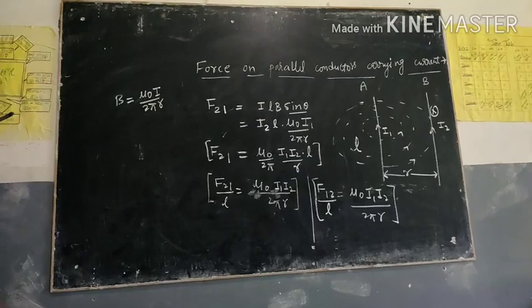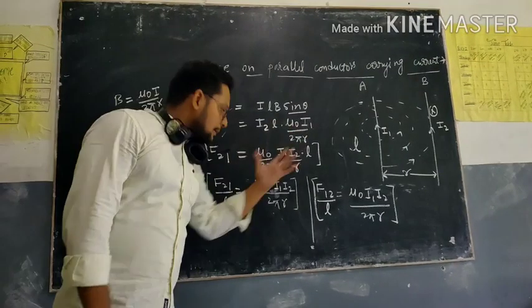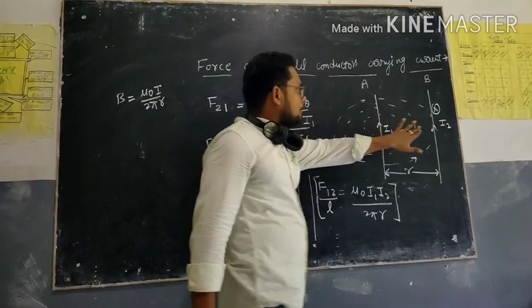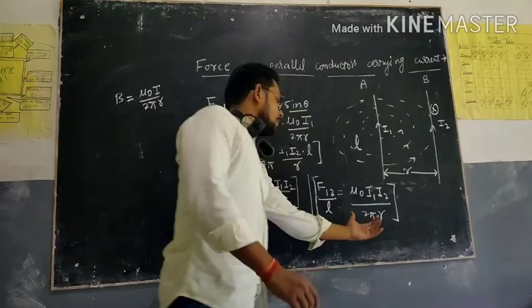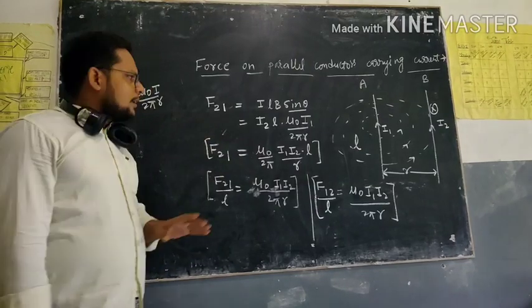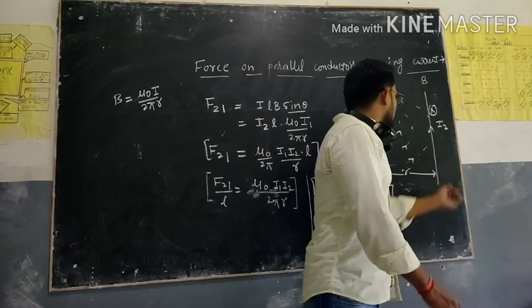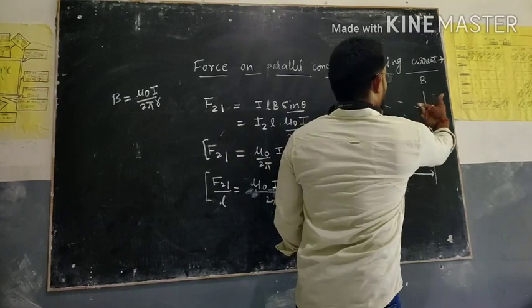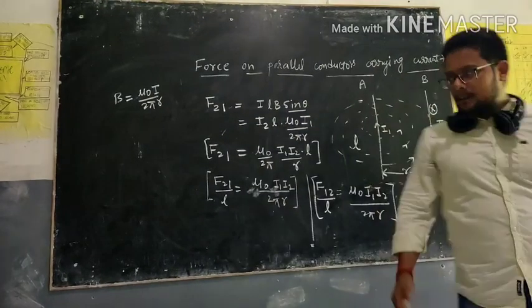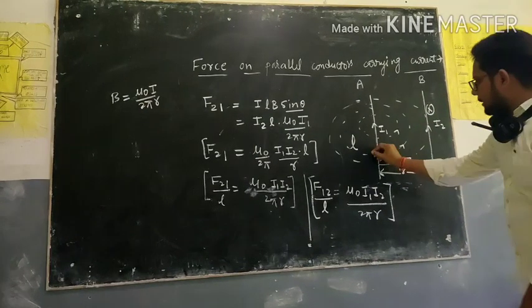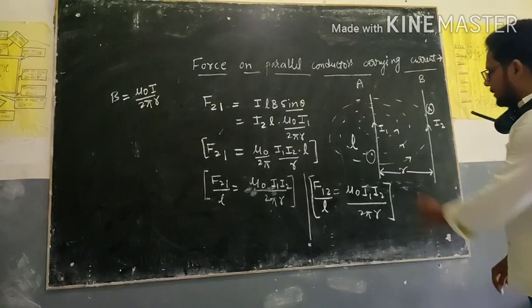For the second conductor, it is similar to the first conductor. So the force on first conductor and force on second conductor both comes out to be exactly same. You can derive it also. For this conductor, the magnetic field will be outward. So here, for this conductor, magnetic field will be outwards.